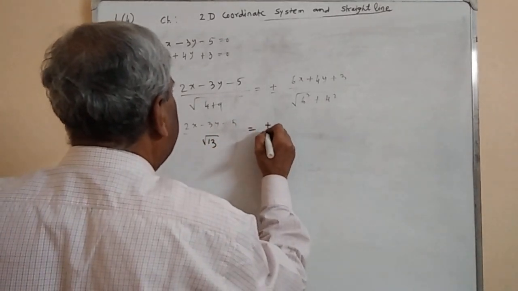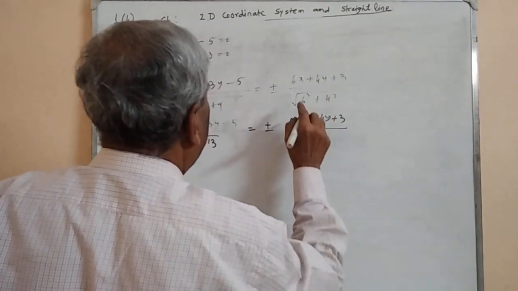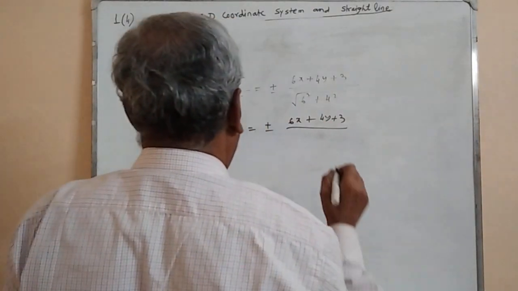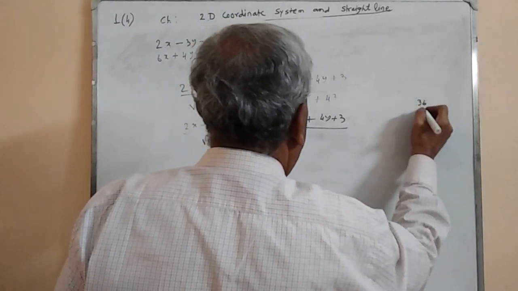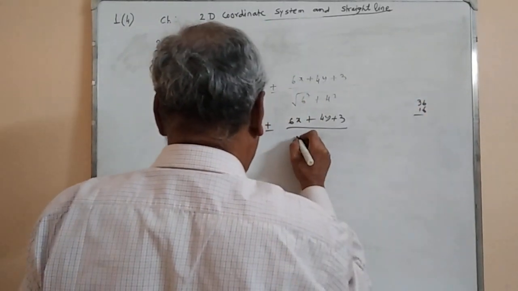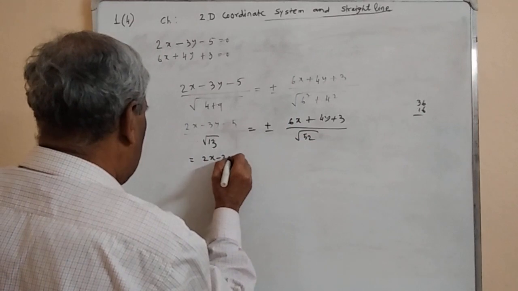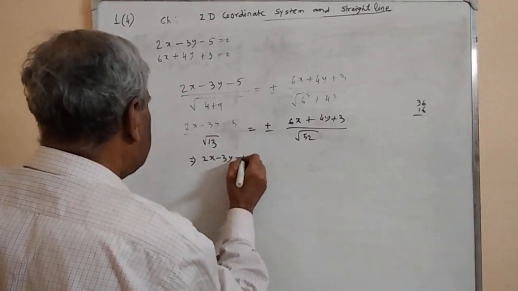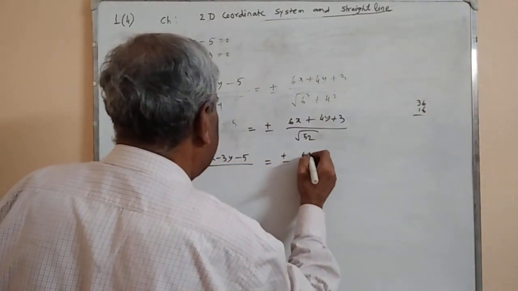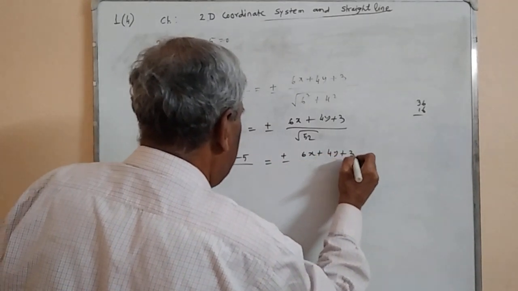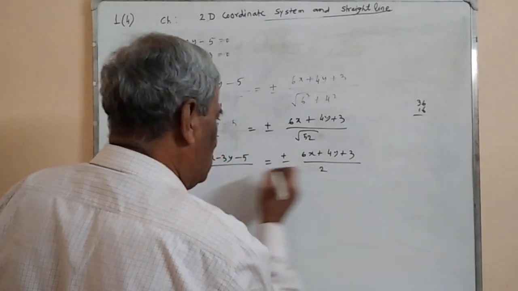Is equal to plus minus (6x plus 4y plus 3) by root over of 36 plus 16. So it is root over 52, is equal to (2x minus 3y minus 5) by root 13 is equal to plus minus (6x plus 4y plus 3) by 2 into root 13. Root 13 cancels. So this is that.